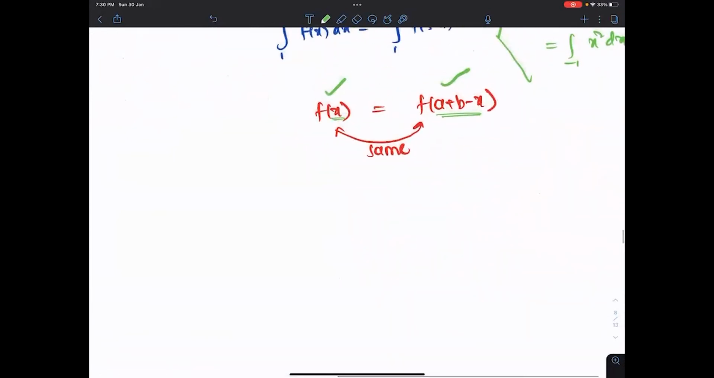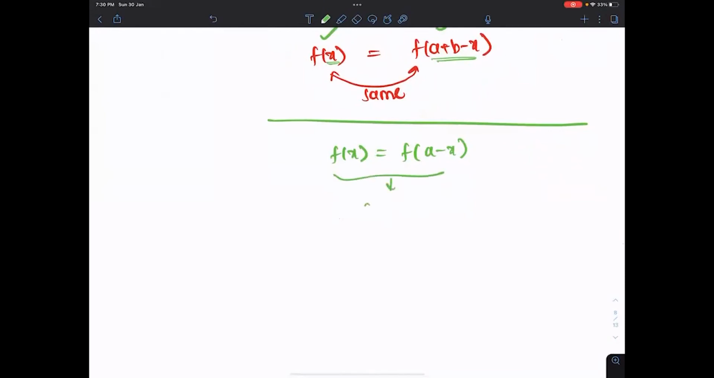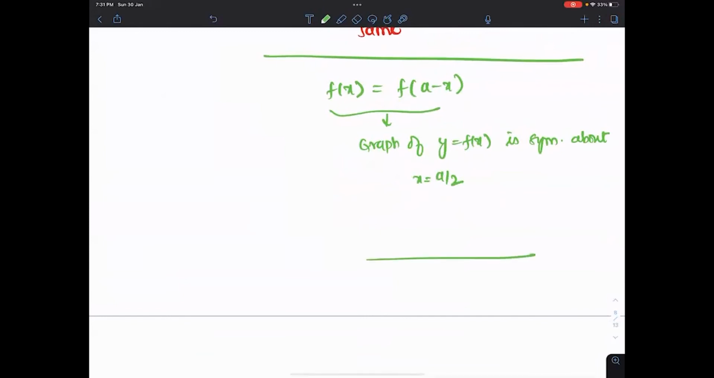Okay. Now, this part I want you to just get it. Whenever these two are the same, in functions there is a point. If f of x is the same as f of a minus x, this implies the graph of y equals f of x is symmetrical about x equals a by 2. What is the meaning? If you take the line x equals a by 2, if the graph of f of x on the left side is like this, the right side will be the exact mirror image.